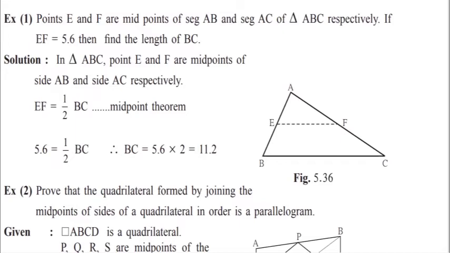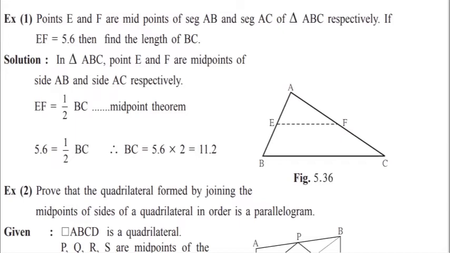Now substitute the value. EF is equal to 5.6. So 5.6 is equal to half multiplied by BC. Keep BC on one side, take half to the other side. So it becomes 2 goes to the numerator, 1 goes to the denominator when it is taken to the other side. So 5.6 multiplied by 2, which is 11.2 units.